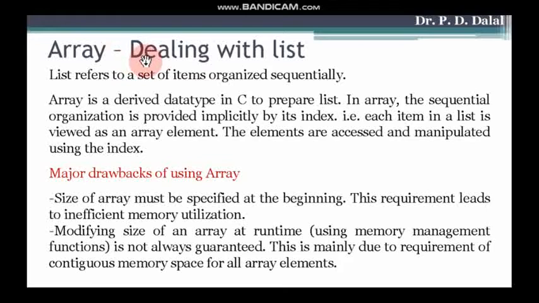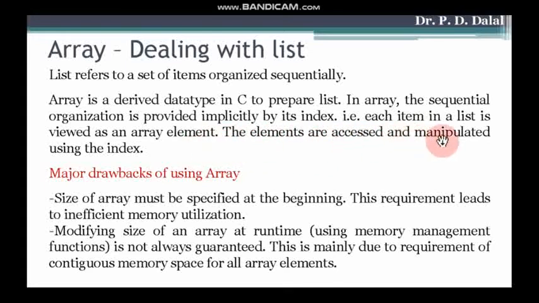Array and dealing with list. List refers to a set of items that are organized sequentially. That is called list. Array is a derived data type to prepare a list in C. In array, the sequential organization is provided implicitly by its index. So we know that in array we can store the data and they will be referred by the index starting from 0 to n.